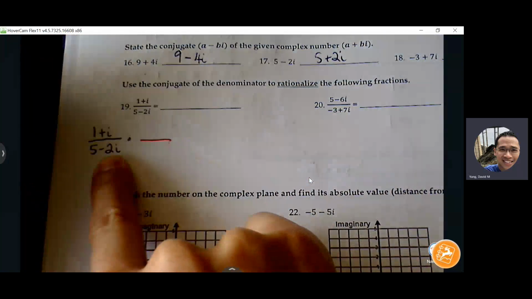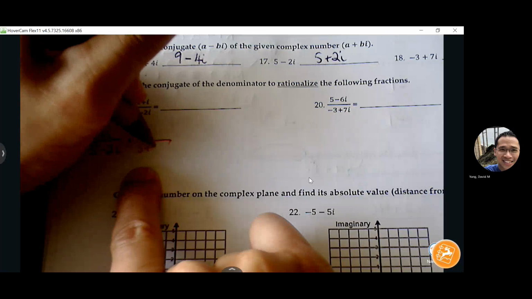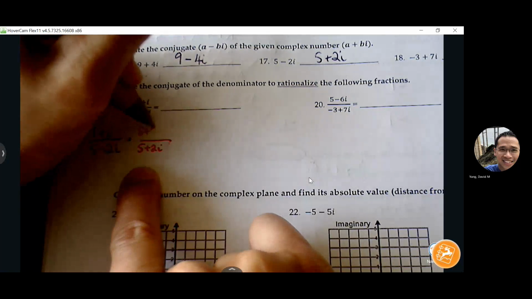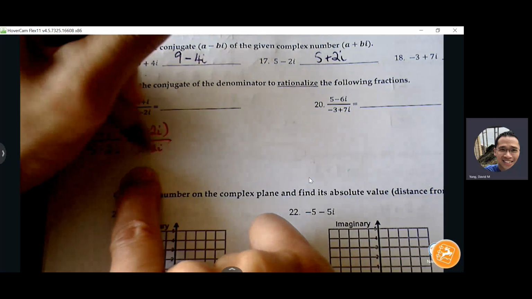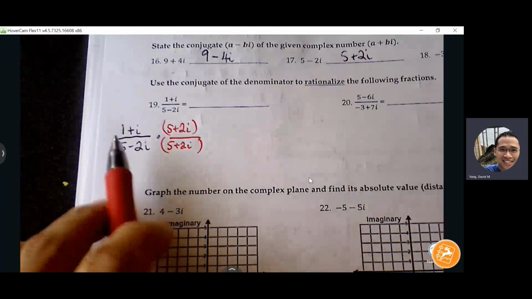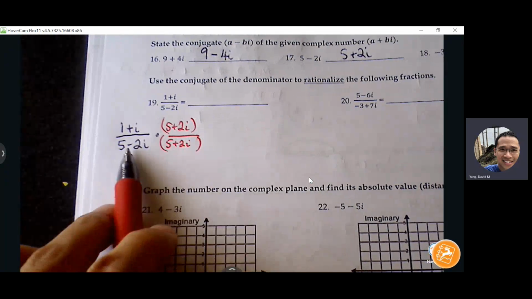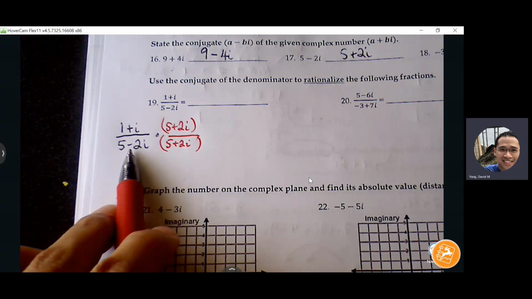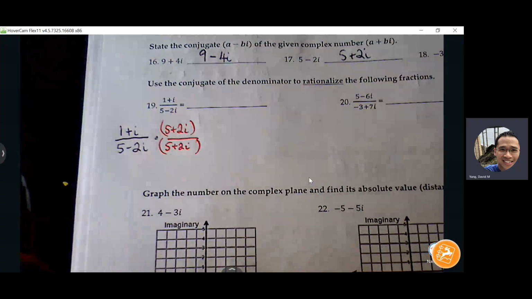So what's the conjugate of 5 minus 2i? 5 plus 2i. Make sure that your numerator and denominator look exactly the same. We don't want to do the conjugate of 1 plus i. We only want the conjugate of the 5 minus 2i because our goal is to get that i to move up to the top. So this is the way to do it.